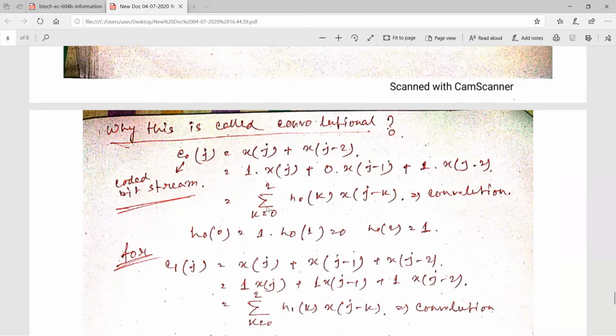And this equals what? The summation k equals 0 to 2. Okay, so C0j equals xj plus x of j minus 2, and here the term x of j minus 1 is missing. That's why we are just considering the summation. So this summation is written as the sum over k equals 0 to 2 of h0k times x of j minus k. Okay, and this is the convolutional form.